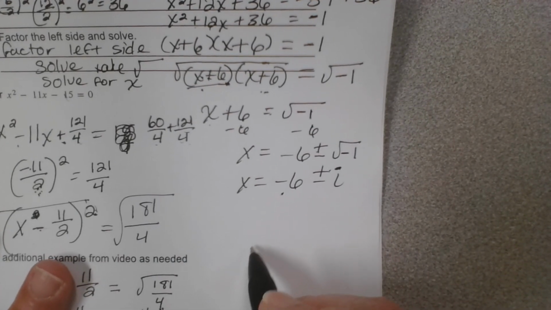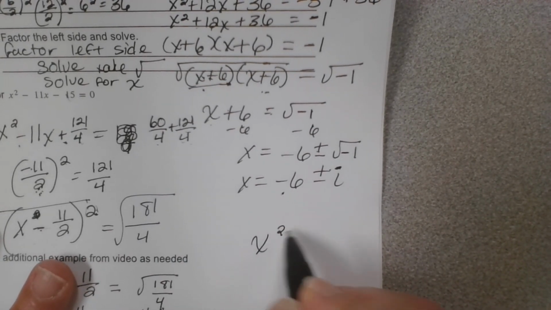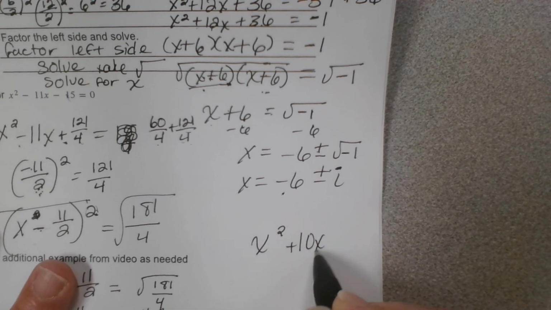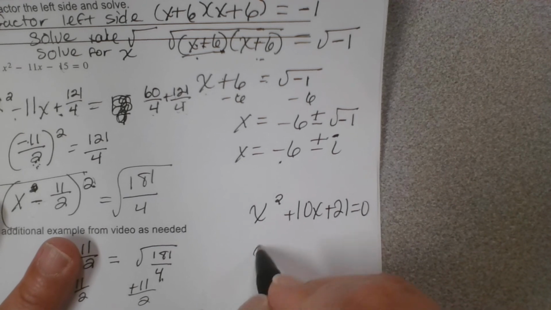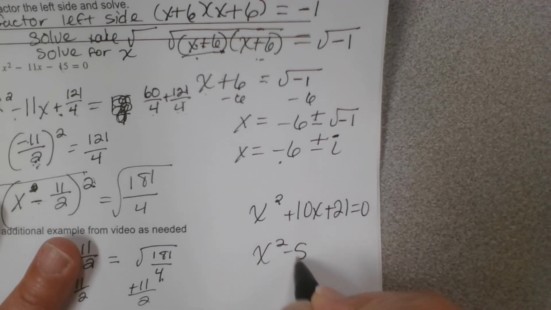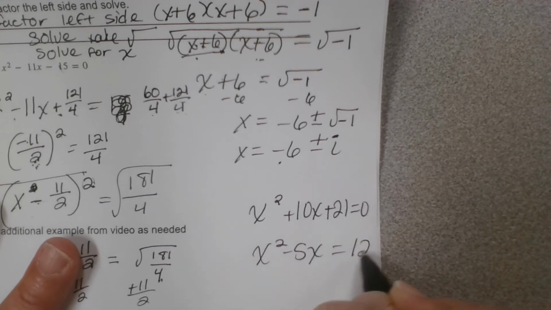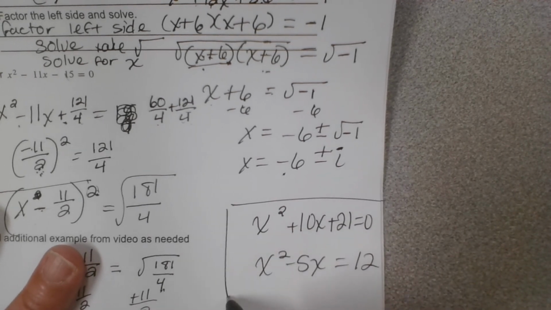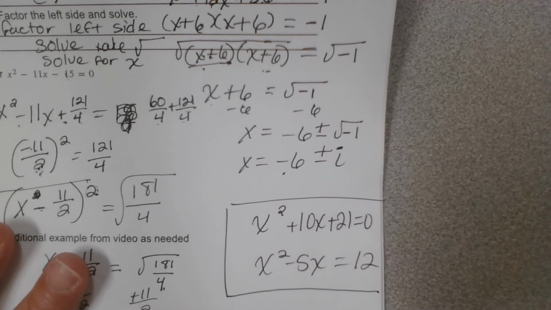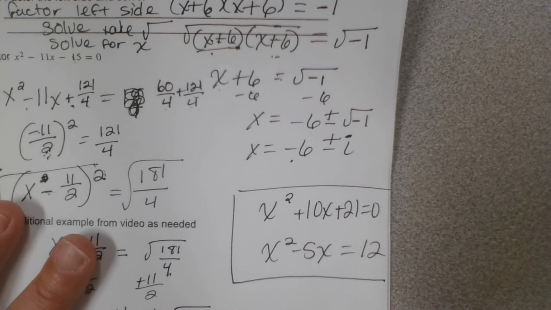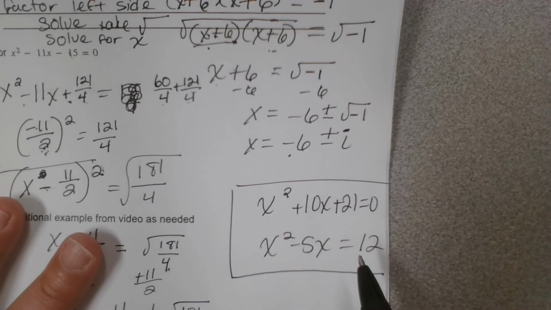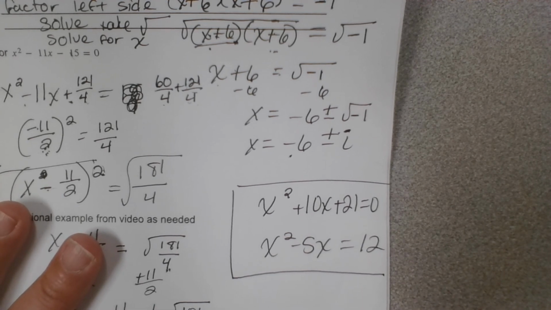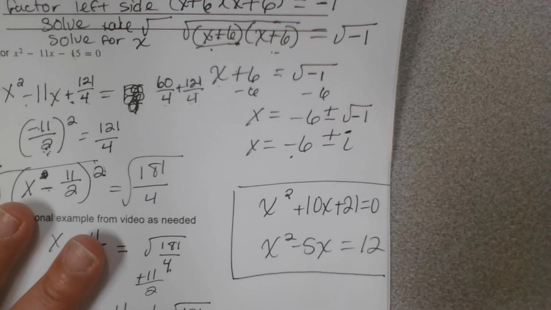All right, a couple of problems you can try on your own. Here's one, x squared plus 10x plus 21 equals 0. And x squared minus 5x equals 12. That's just a couple of example problems. You can try those on your own or find a calculator that works for them. I'll give the solutions to those two problems at the first of video B. So this is going to be the end of video A.